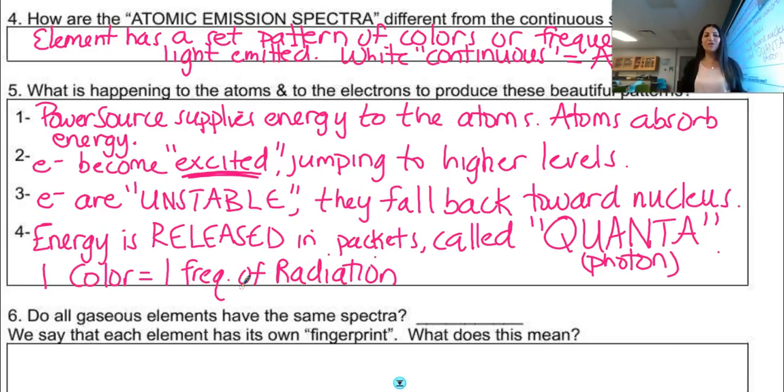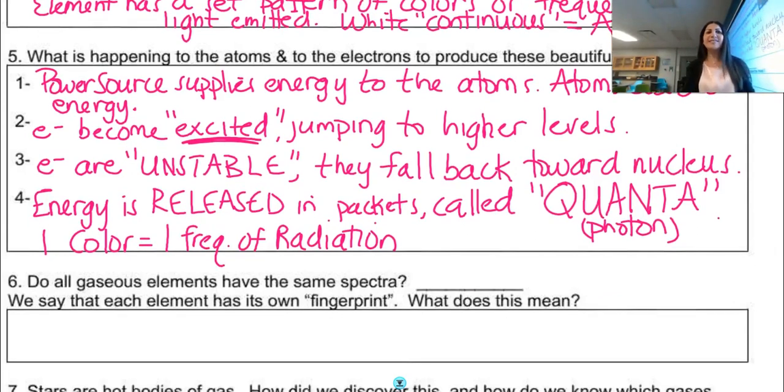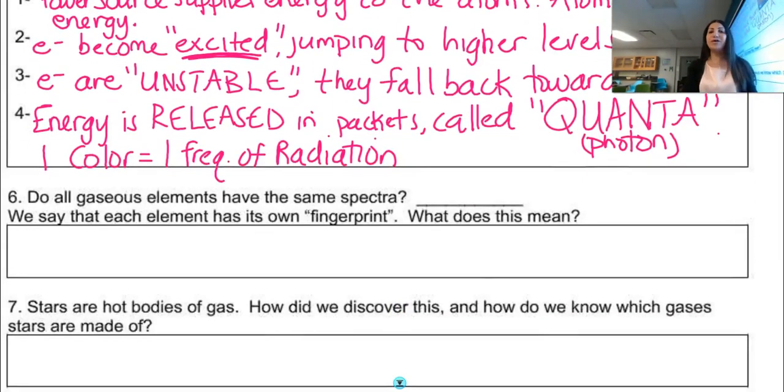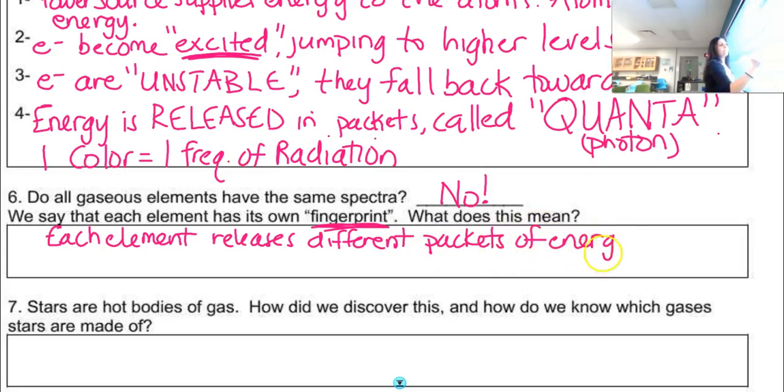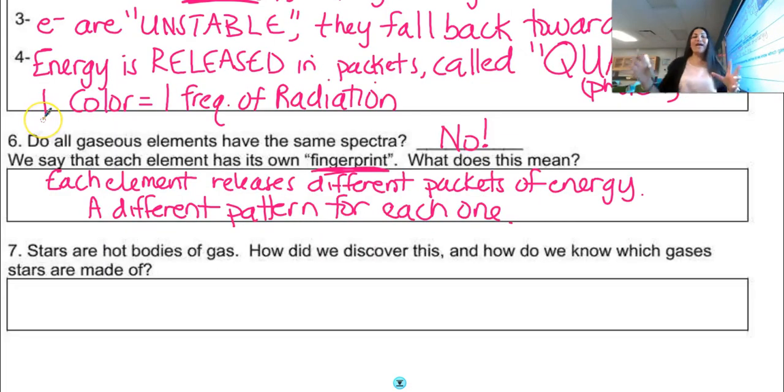All right, and the last question we're going to talk about: do all gaseous elements have the same spectra? The answer is no, they do not. Each one has its own fingerprint. And what does this mean? Each element releases different packets of energy. So they each have their own basic pattern. A different pattern for each one.